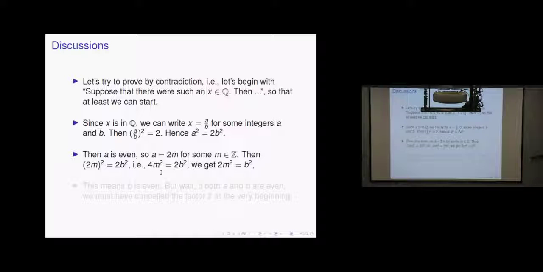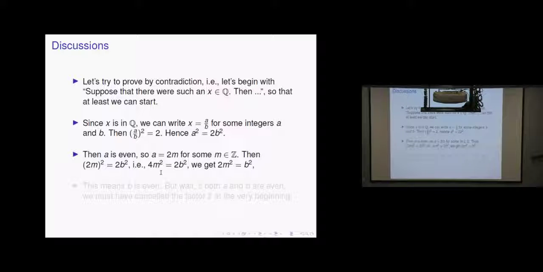So we are here. If a squared is even, then a is even. So a is a multiple of 2. Let's say a is 2m for some m. Now substitute a back by 2m. A is 2m, so (2m) squared is 2 times b squared. So then you get this.